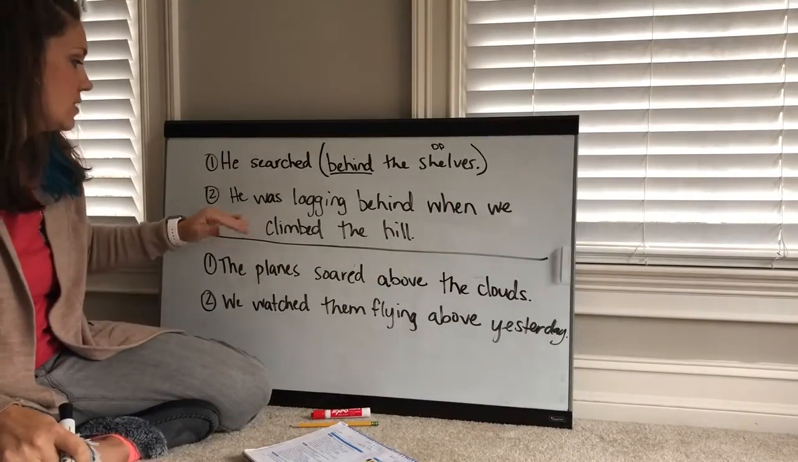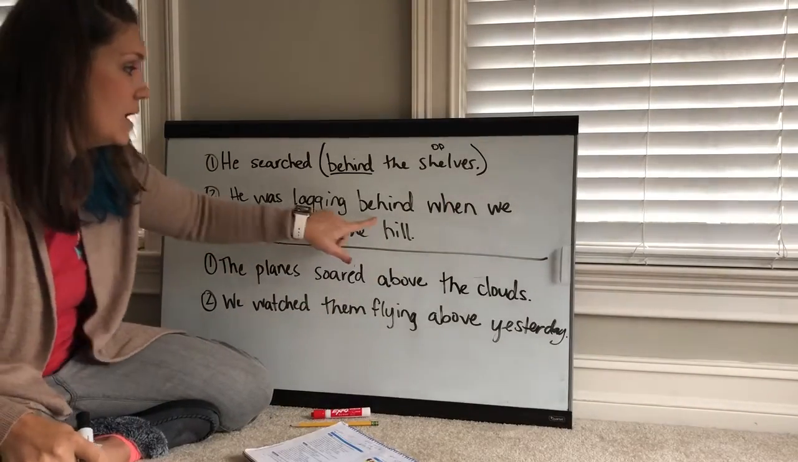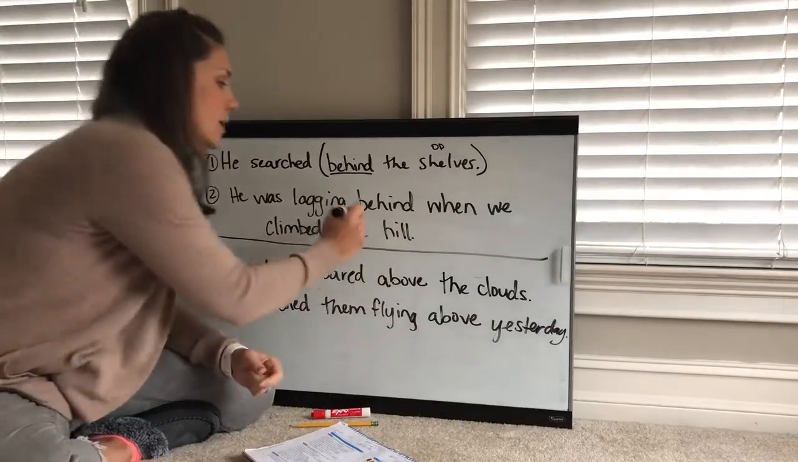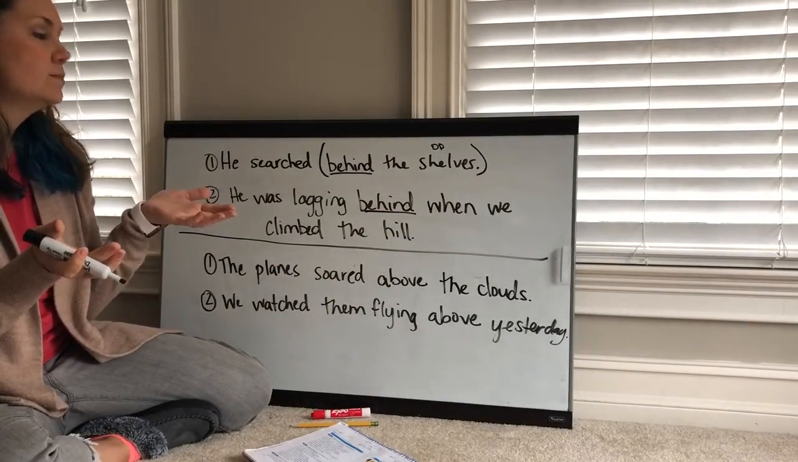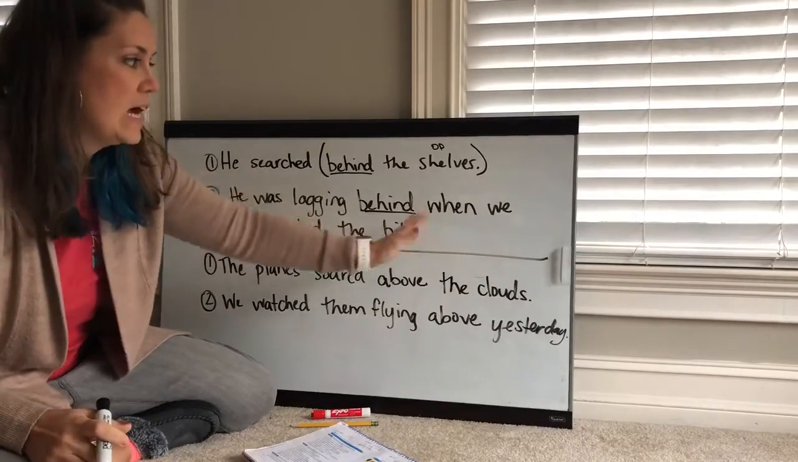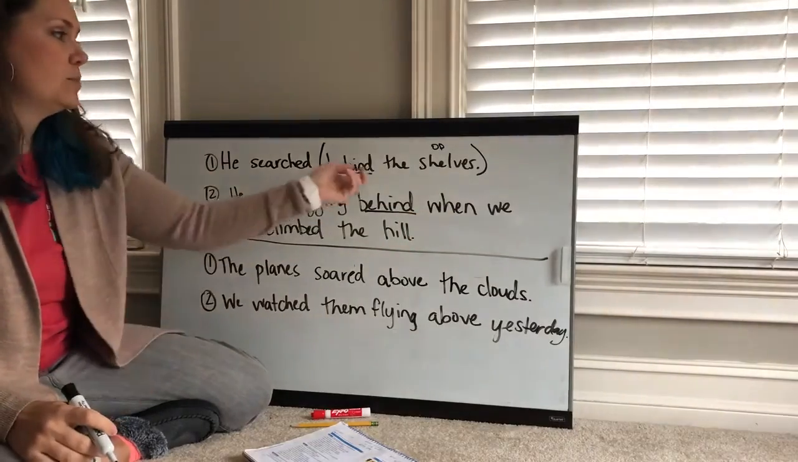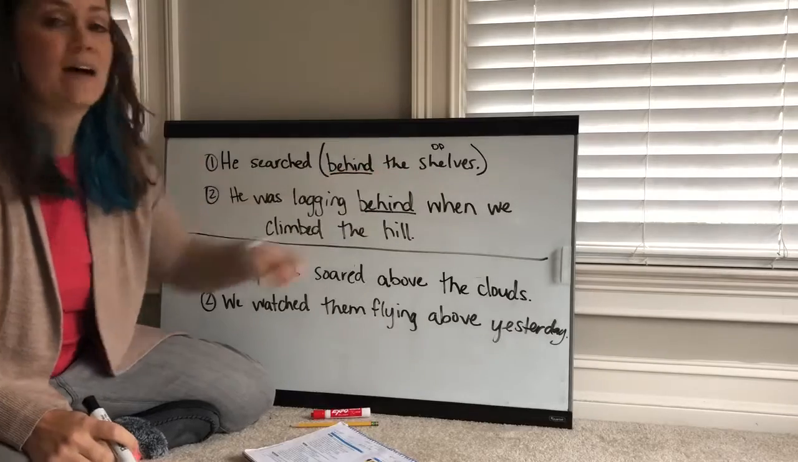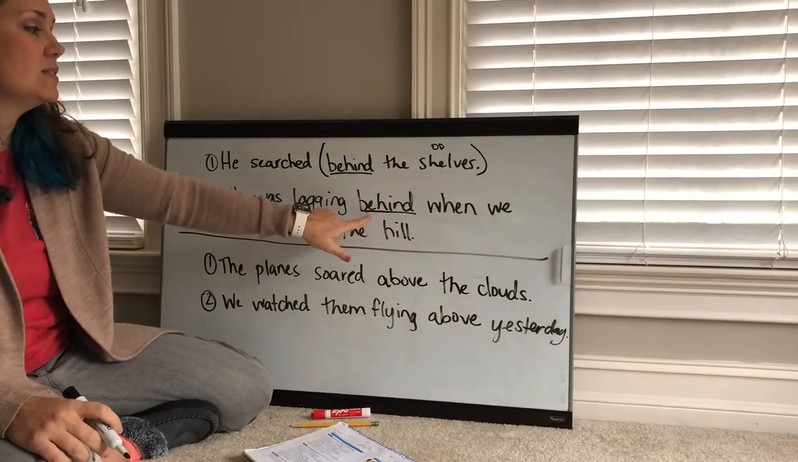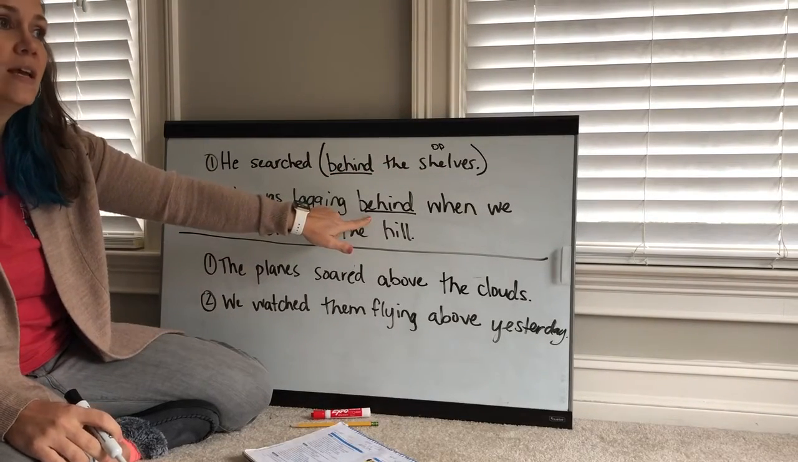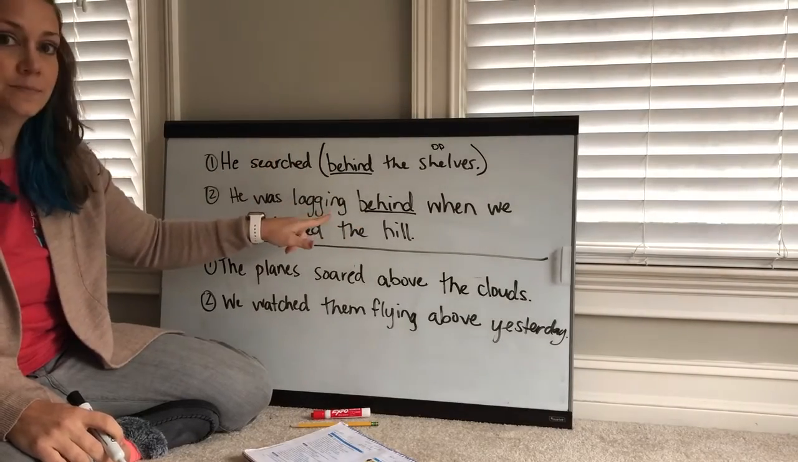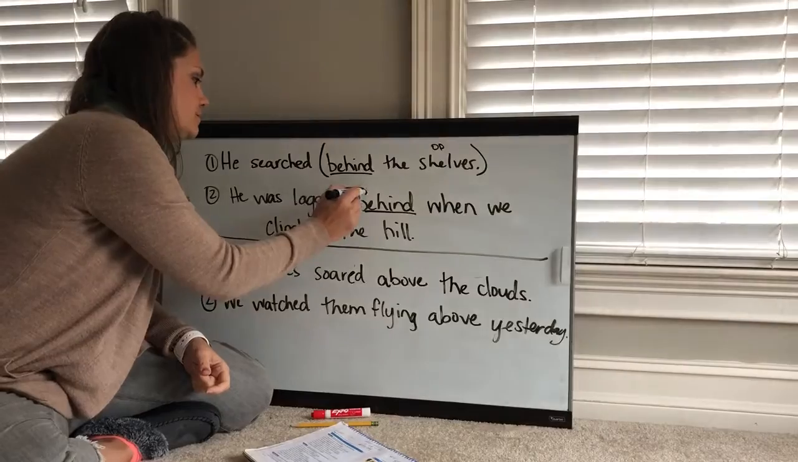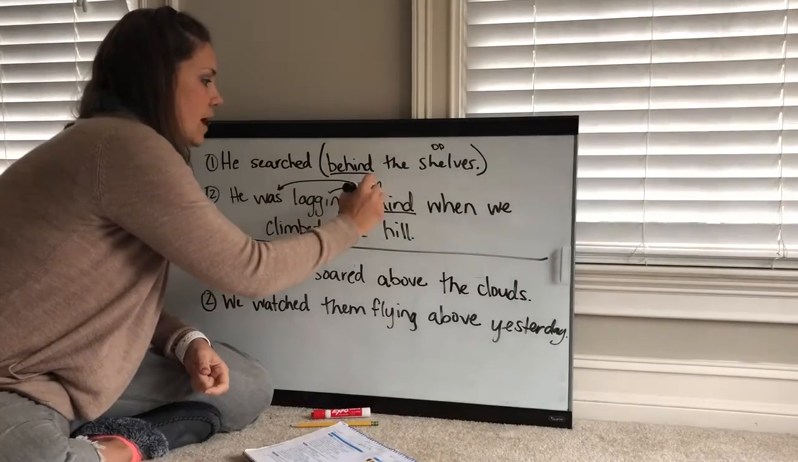Okay, now watch this in the second sentence. He was lagging behind when we climbed the hill. Here's that word again. Behind. Behind what? We don't know. There's no object after it answering that question, behind what, like there was directly after this one. So in this case, this is not being used as a preposition. It's being used as an adverb describing how he was lagging. So this is an adverb.